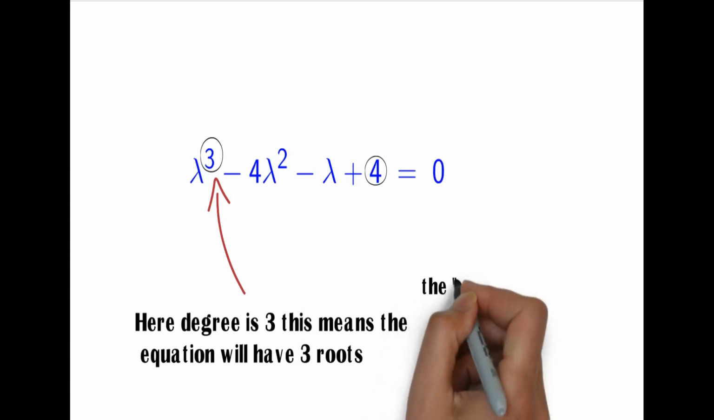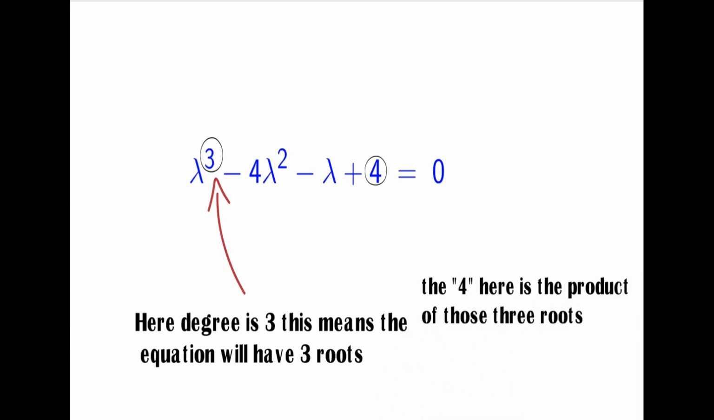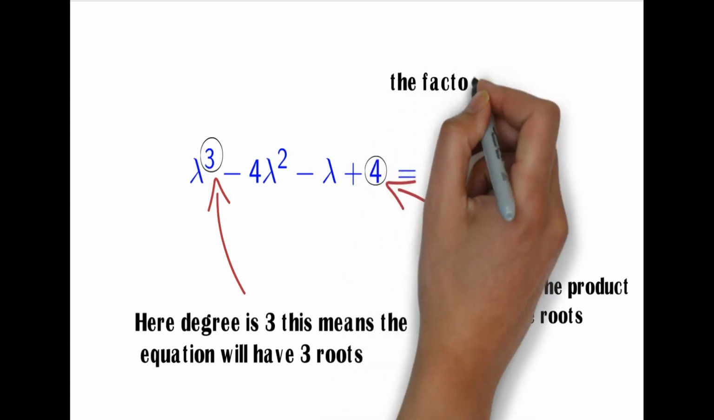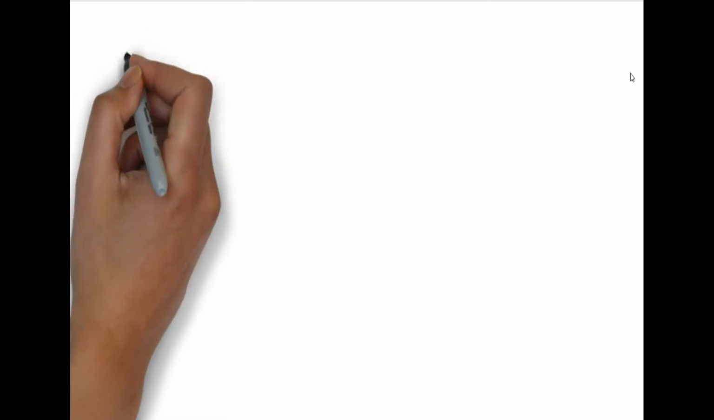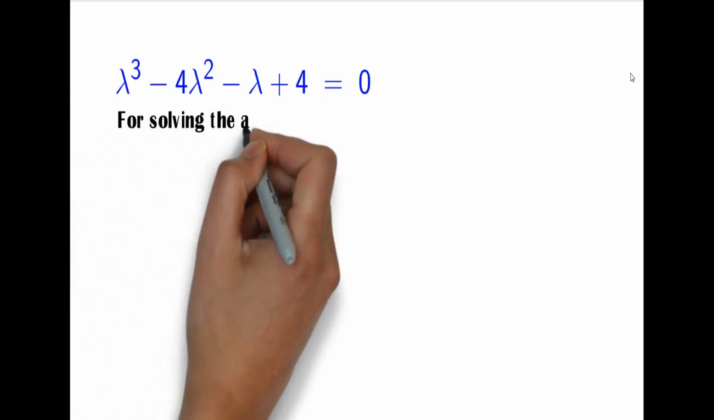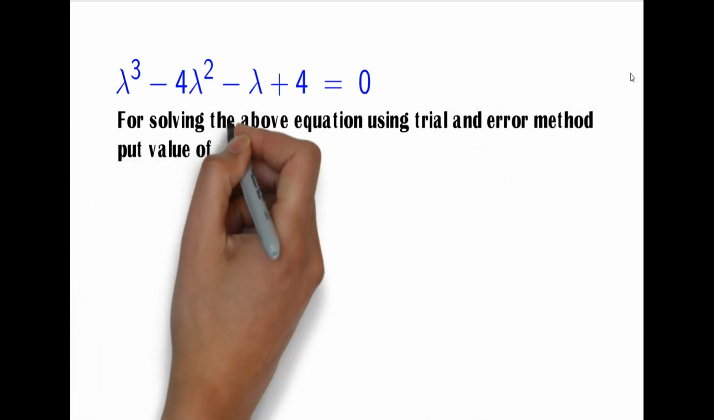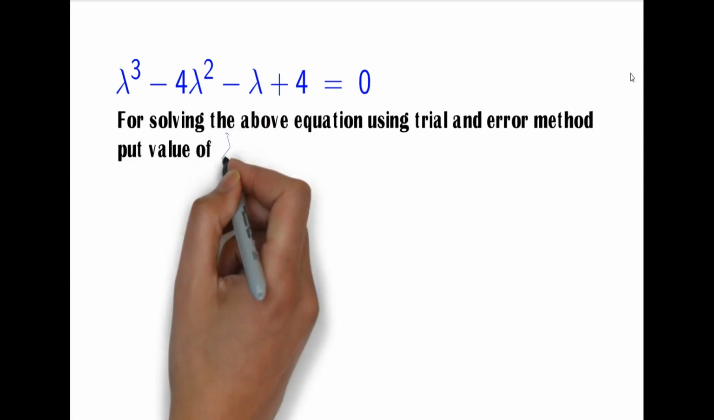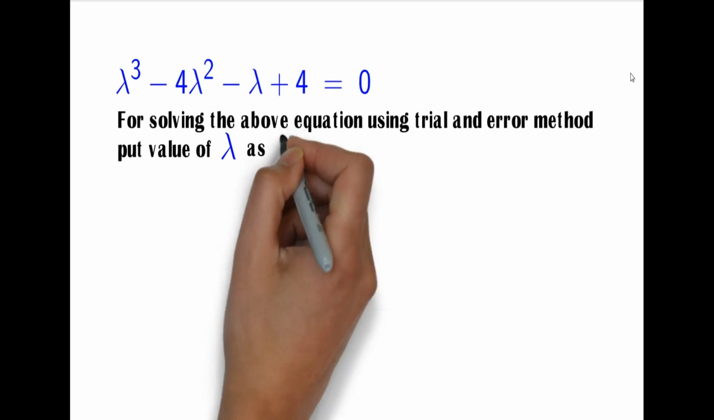The 4 here is the product of those 3 roots. The factors of 4 are 1, 2 and 4. For solving the equation using the trial and error method, put the value of lambda as 1 or 2 or 4.